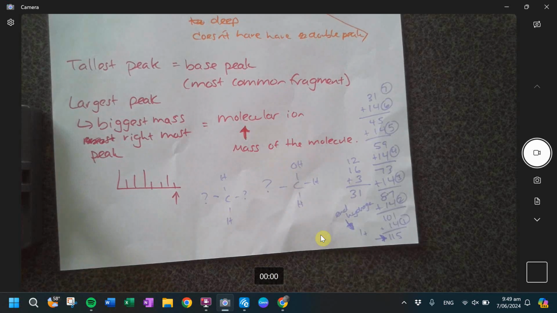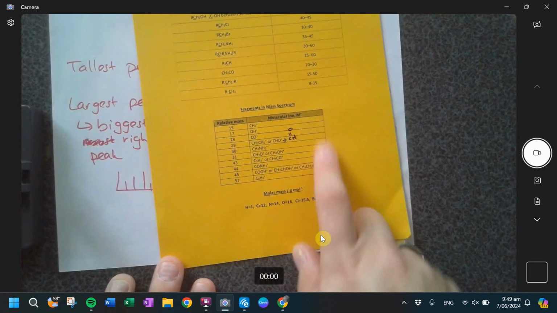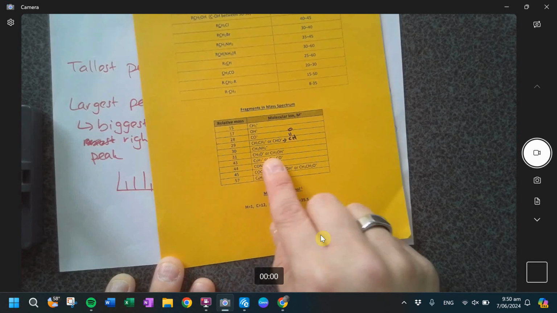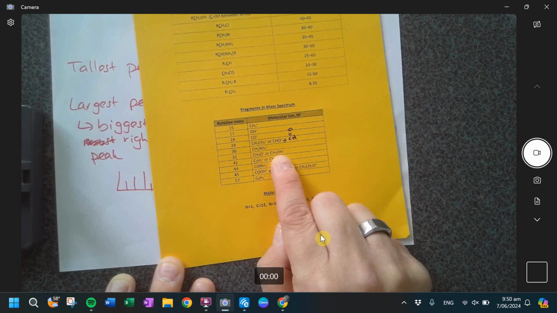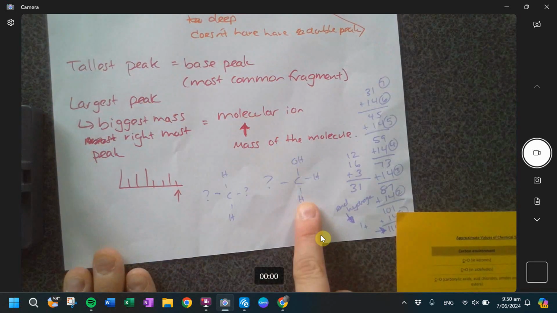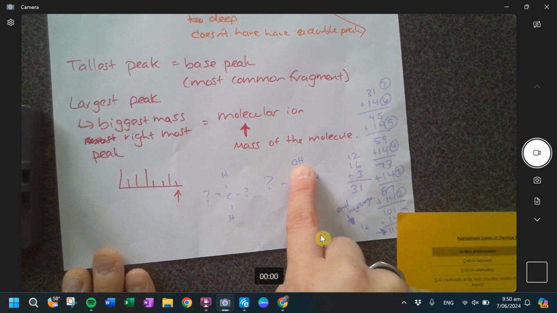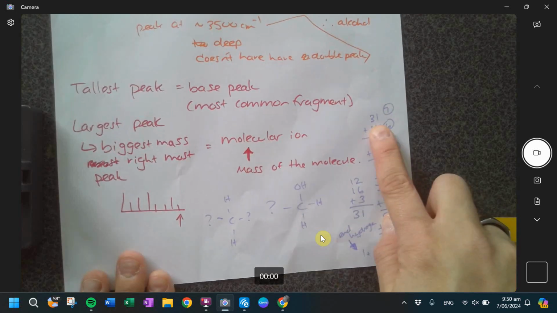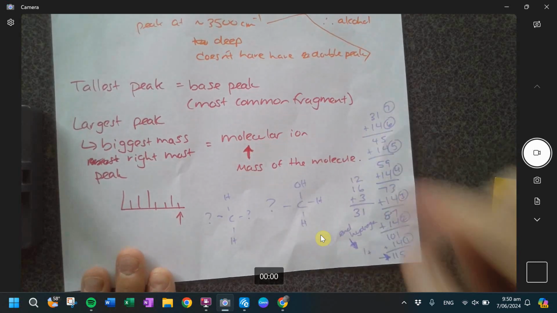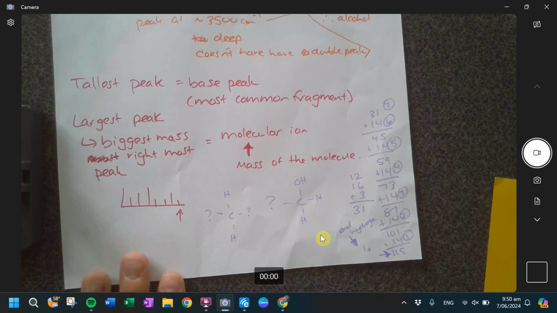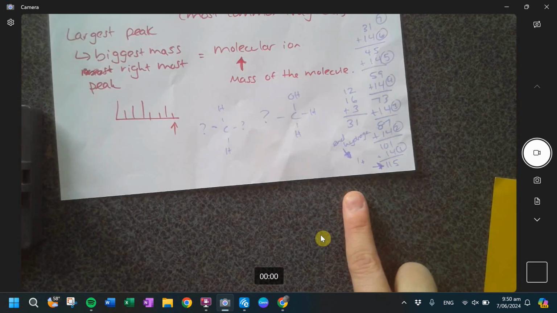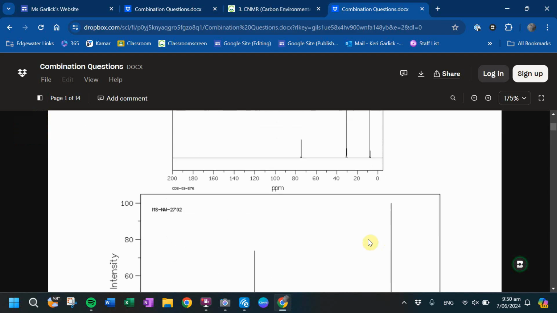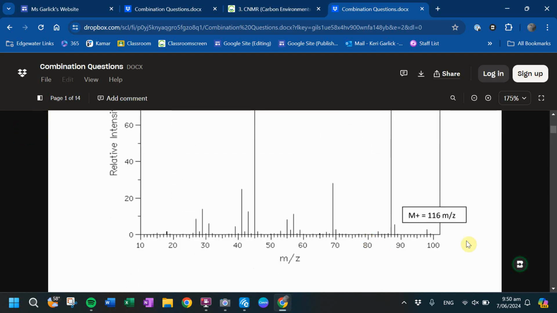Nice little hint is that I do give you common fragments and their masses. And if you look at 31, you can see that you have the CH2OH, which is what I drew over here. CH2OH. Are we okay with that? So I first got that 31, and then what I was trying to figure out is how many carbons do I need to add until I am one away from the molecular mass, which in this case was 116. Are we okay with that?